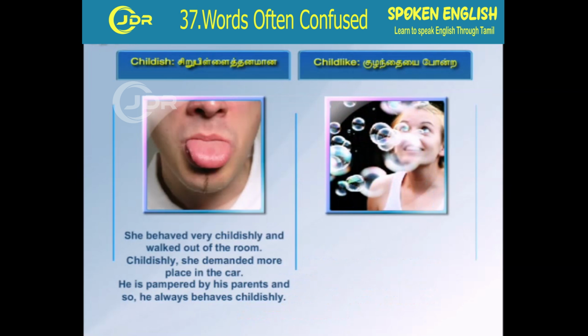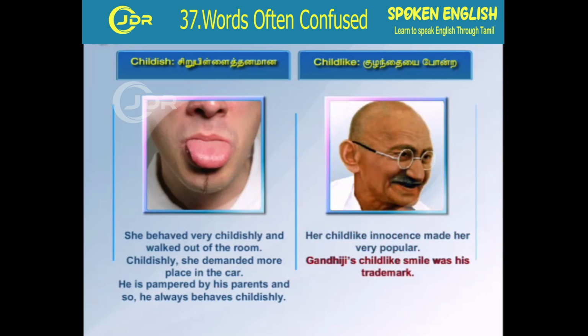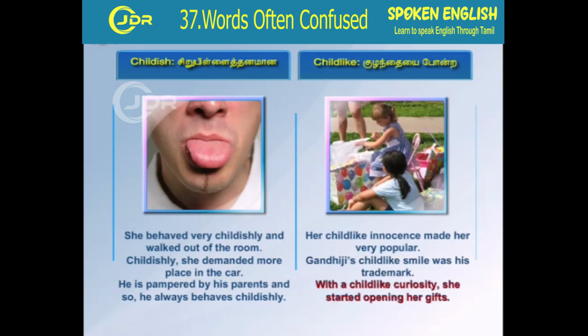Childlike. Her childlike innocence made her very popular. Gandhiji's childlike smile was his trademark. With a childlike curiosity, she started opening her gifts.